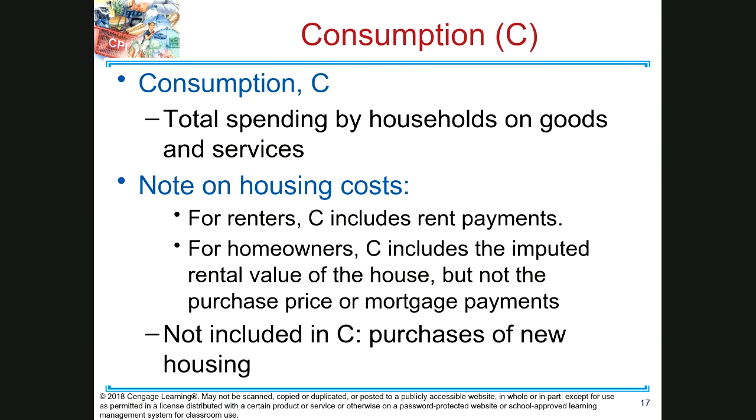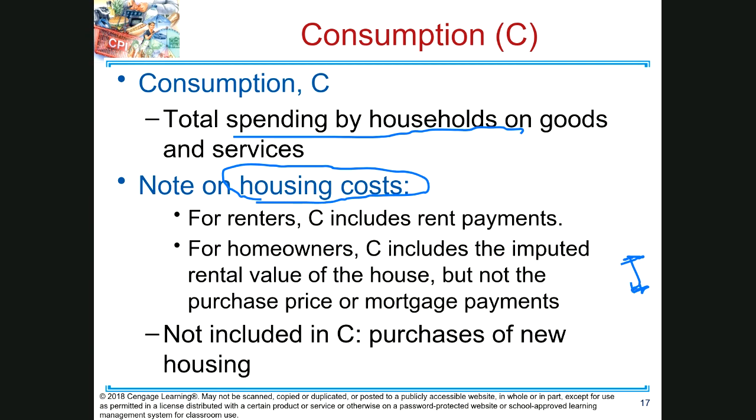Consumption, C, is the total spending by households on goods and services. Now, one exception here is housing cost, new housing. If a household, a newlywed couple who just got married, goes and buys a brand new house for $200,000, that's the exception here. We do not include that $200,000 in C. We will put it in I. We treat that as an investment.